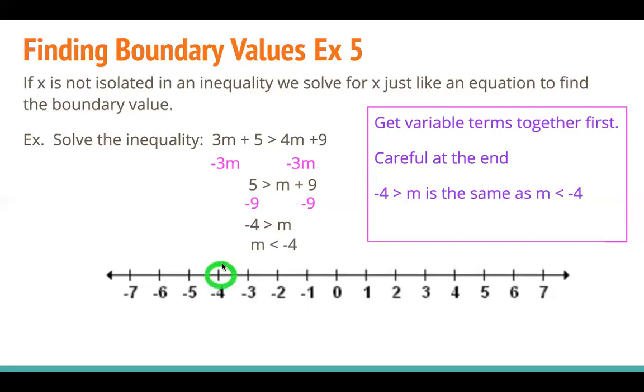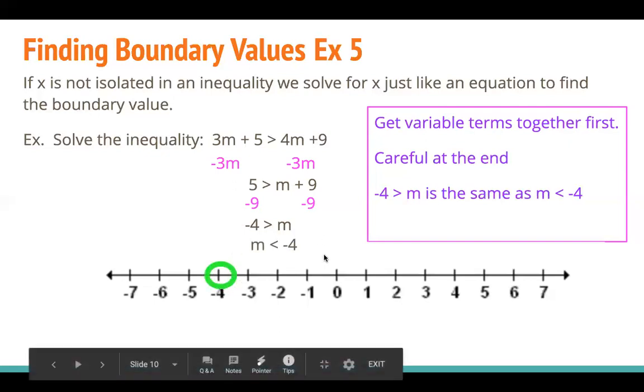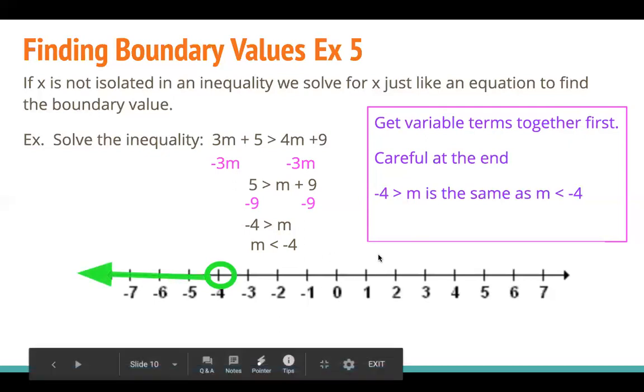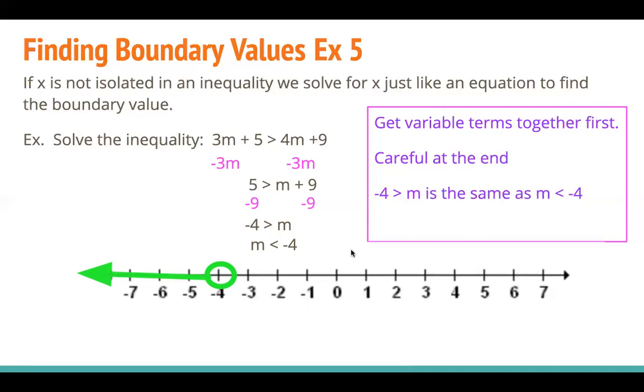So when I do this, I have an open dot at -4, and then I shade to the left because I'm looking for solutions that are less than -4. So that sums up our examples for today.